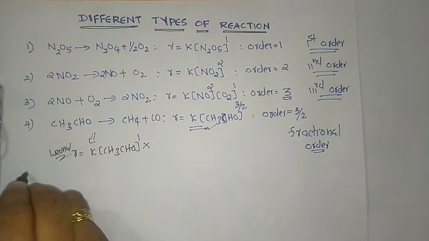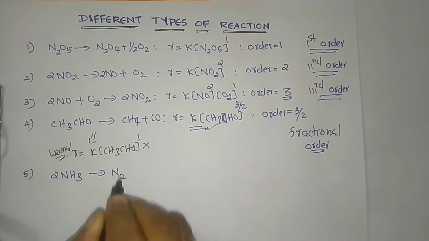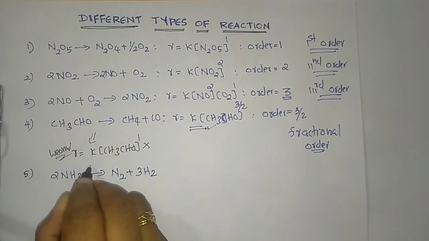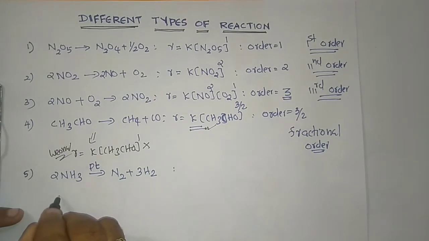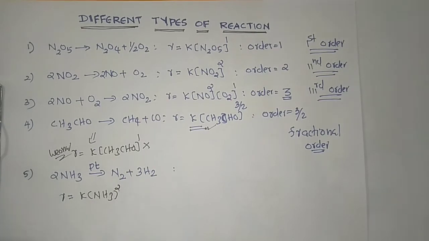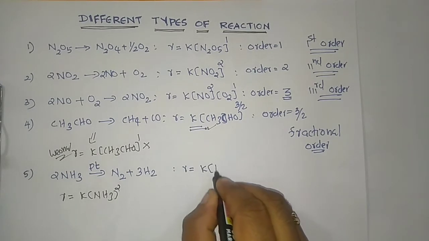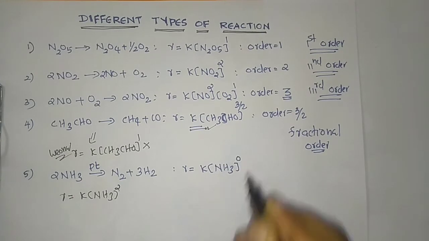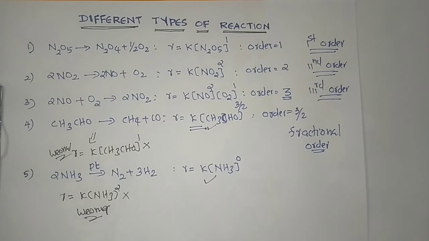Then the fifth one, 2NH3 gives N2 plus 3H2. This decomposition of ammonia takes place in presence of platinum catalyst. First we write, according to the rate law expression, R is equal to K into concentration of NH3 raised to 2. But the correct rate law expression is R is equal to K into concentration of NH3 raised to 0. That means this one is wrong, this is correct. Clear?